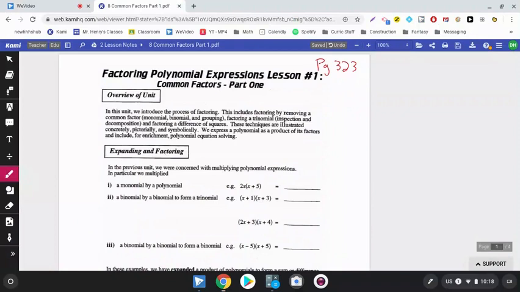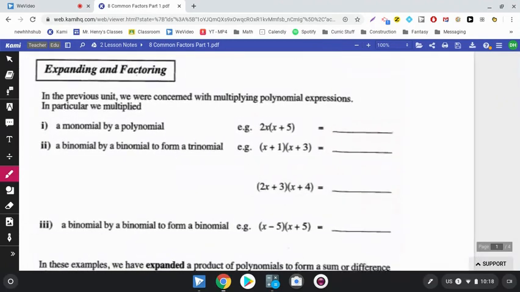And here we are, page 323, where you're going to launch into factoring. Like I said in the intro, factoring is kind of the opposite of multiplying. We just took all these things and multiplied them out. Well, now we're going to write it back the other way. To start that off, we're actually going to multiply, and we'll think about it.